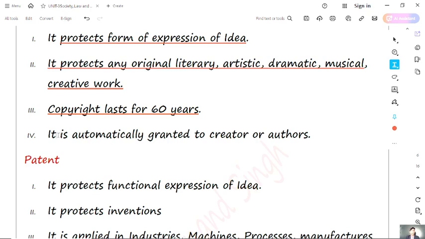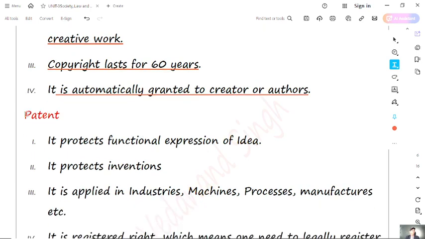Next, it is automatically granted to the creator or author. If you are the author or creator of something, you automatically get it. Suppose I am making this video and uploading it here, if someone tries to copy it, I have the copyright of this video. Nobody can take this same video and upload it on the same site. That is a copyright.